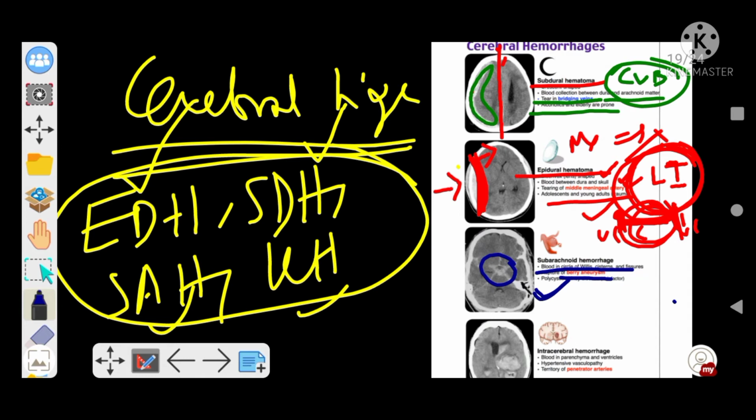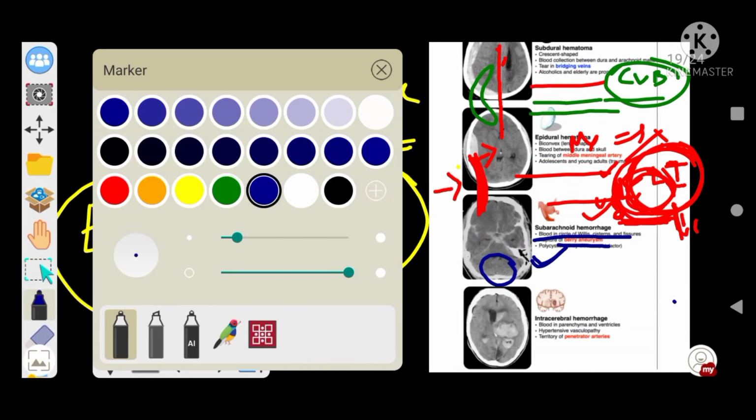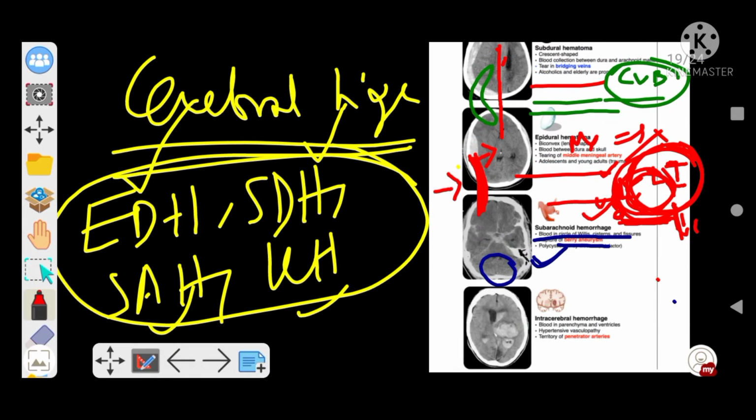And the next image is our intracerebral hemorrhage, right? See, this is your intracerebral hemorrhage. This is a hypertensive vasculopathy. This one you have to remember. And the most common site of hypertensive bleed is your putamen. This also has been asked. So remember all these points that I have mentioned.